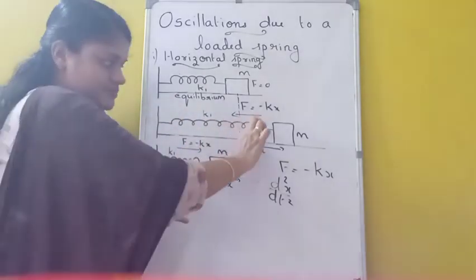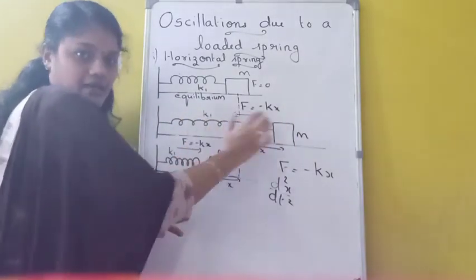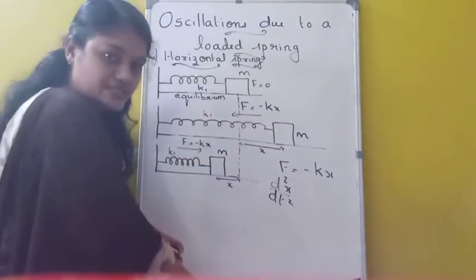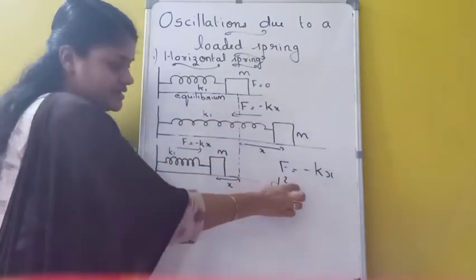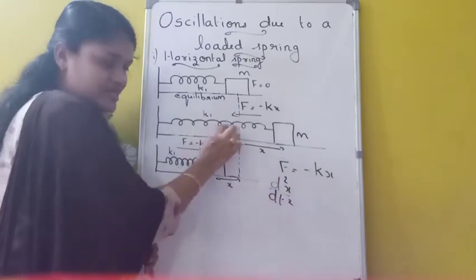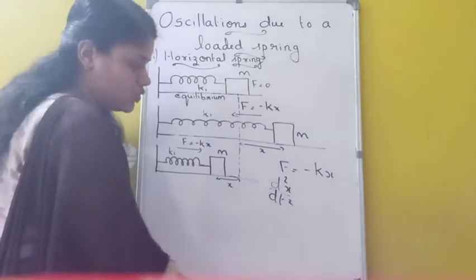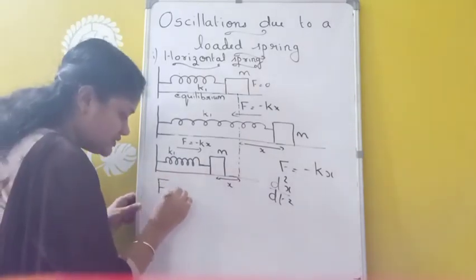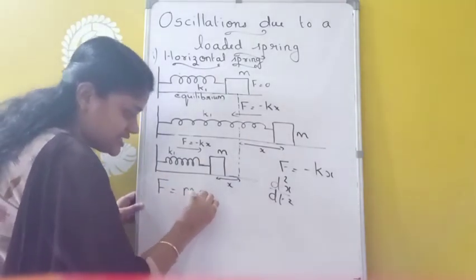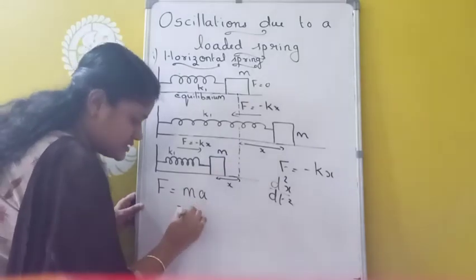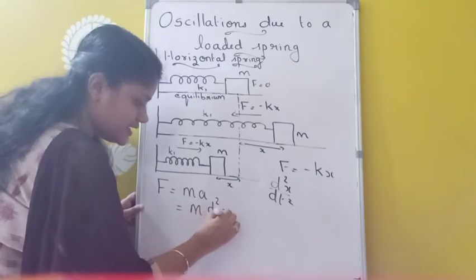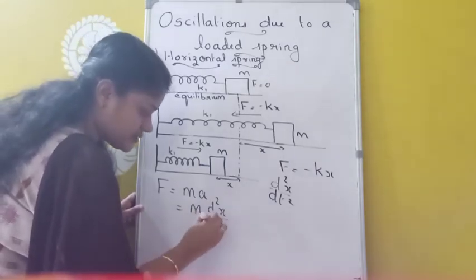Whenever we displace this mass, there may be an oscillation or to and fro motion of the spring, and it may create which one? Acceleration. And this d square x by dt square is the acceleration produced inside the spring. Now according to Newton's second law, how will you write force? F equals mass into acceleration. That means here it is mass m into d square x by dt square.